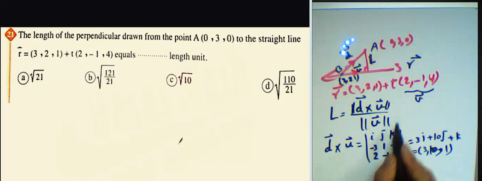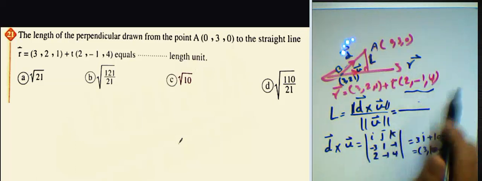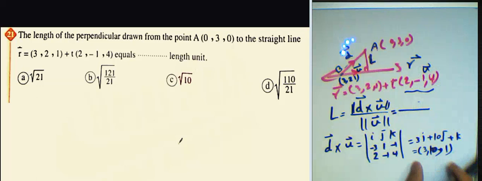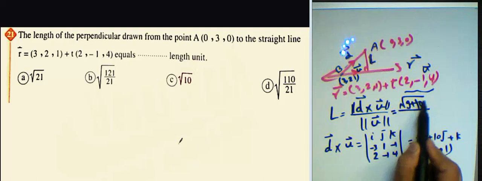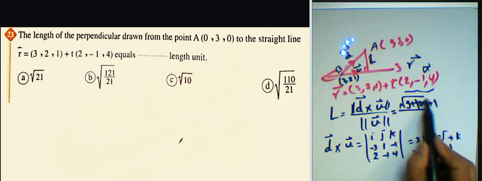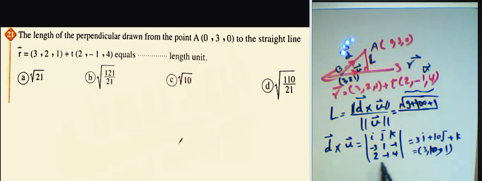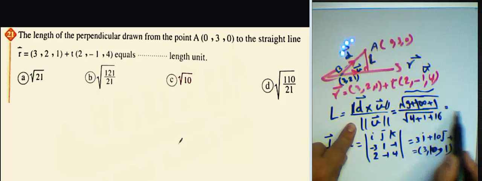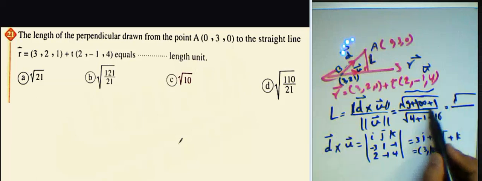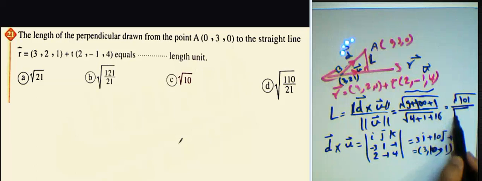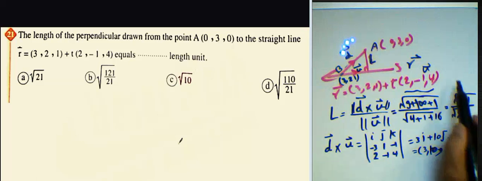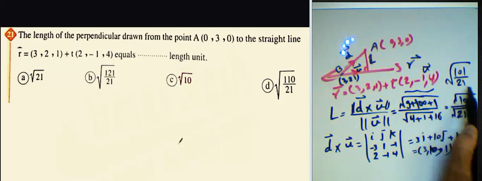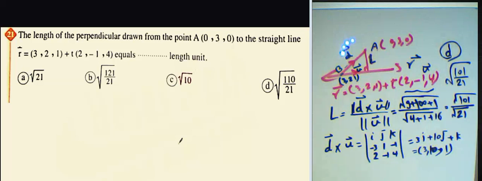Okay, then we can write the rule. The result will be the square root of 3 power 2 equals 9, 10 power 2 equals 100, 1 power 2 equals 1, over the absolute value of U, the square root of 2 power 2 equals 4, plus 1 plus 16, so 21. It will be the square root of 101 over the square root of 21. This shows letter D for this example.